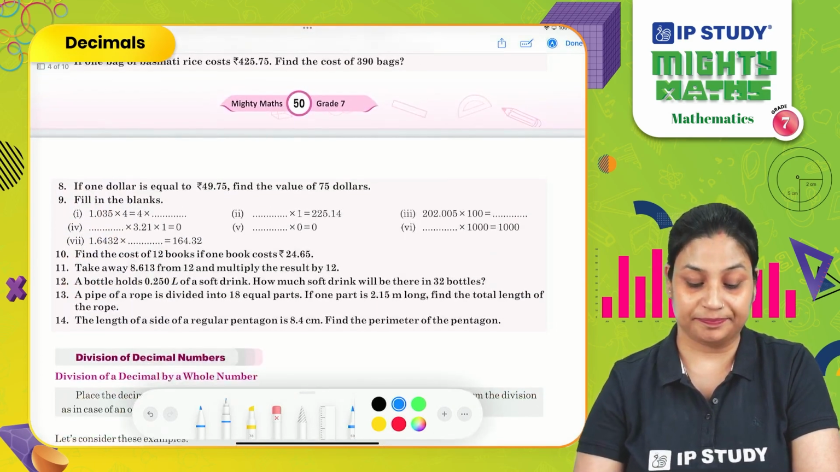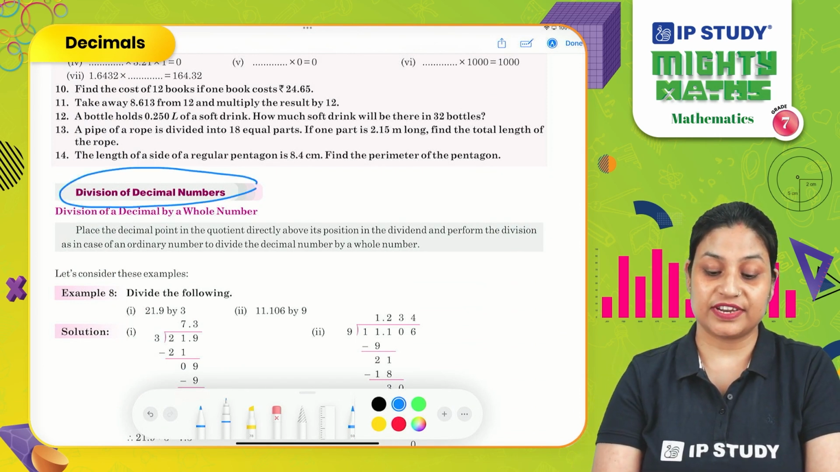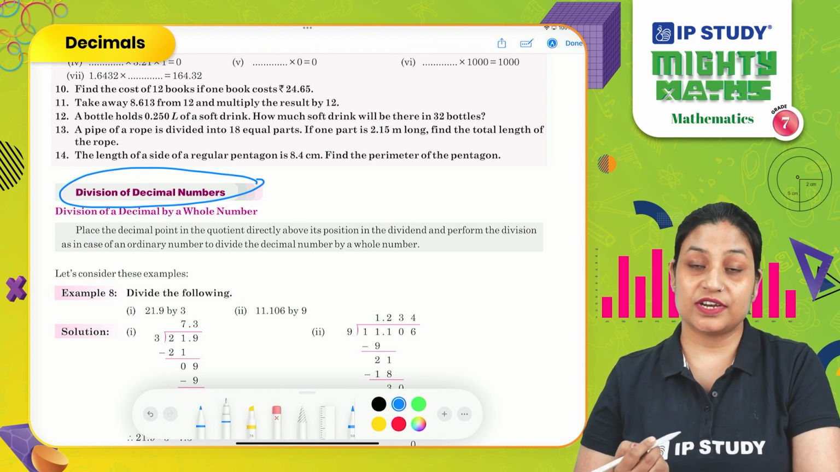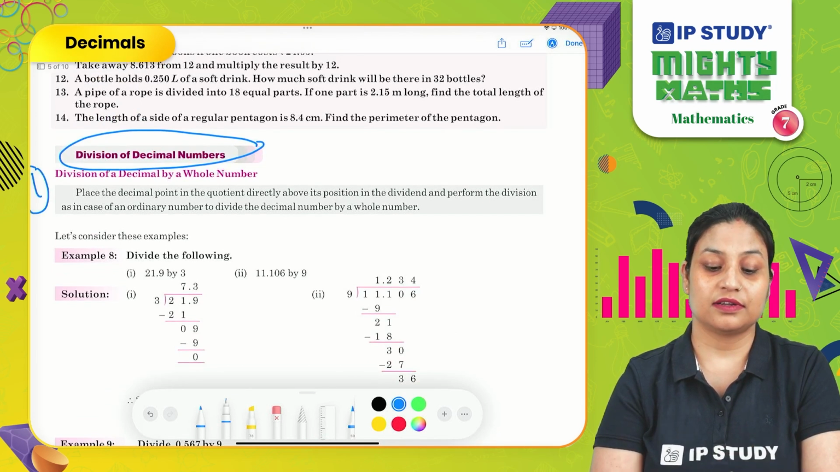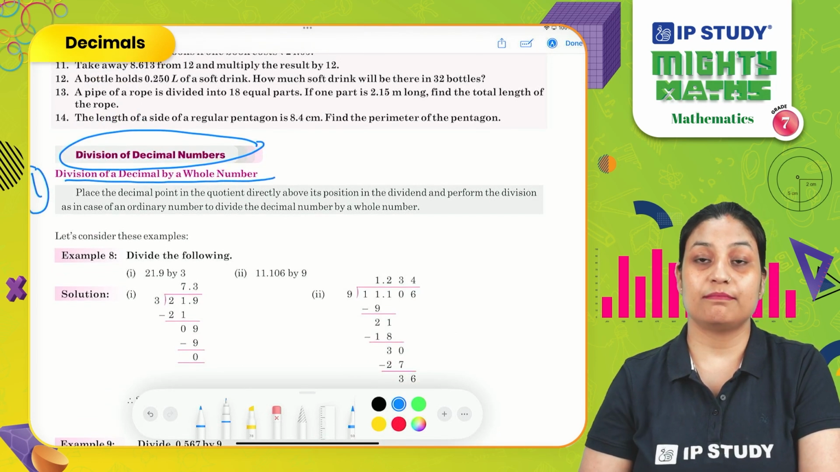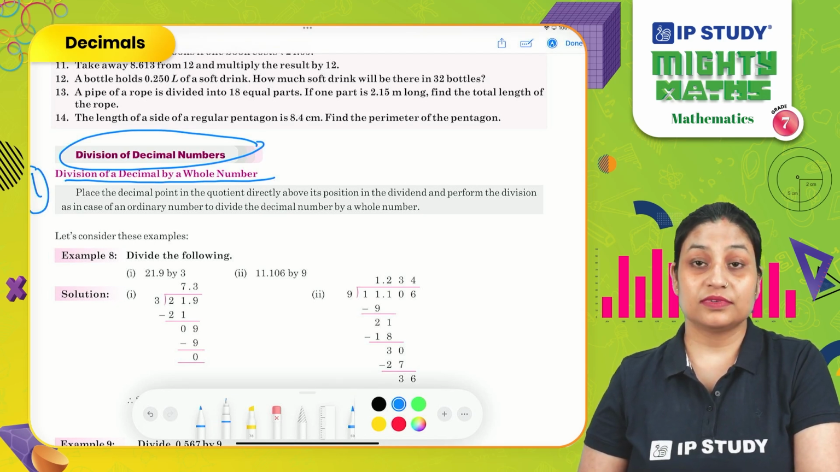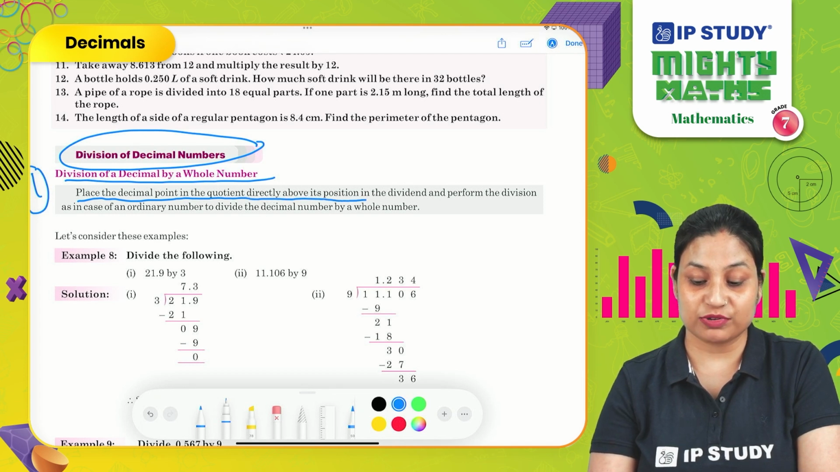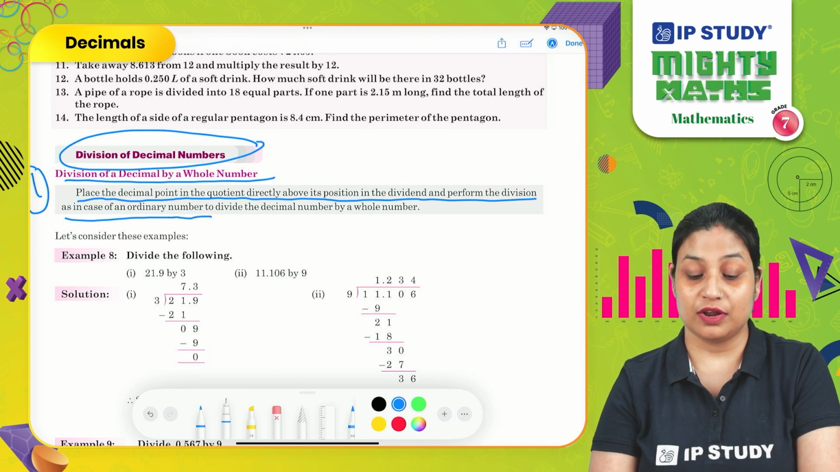Let's see what is there. Here, the next topic is division of decimal numbers. Here again, we will discuss different scenarios. So let's take the first case, which is division of a decimal number by a whole number. How are you going to do that? It says place the decimal point in the quotient directly above its position in the dividend and perform the division as in the case of ordinary numbers to divide the decimal number by a whole number.